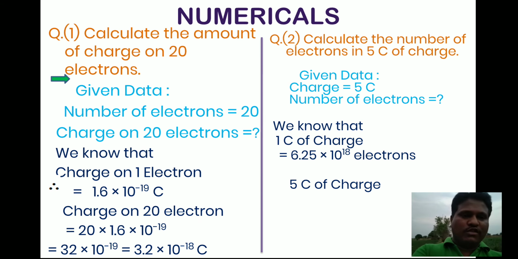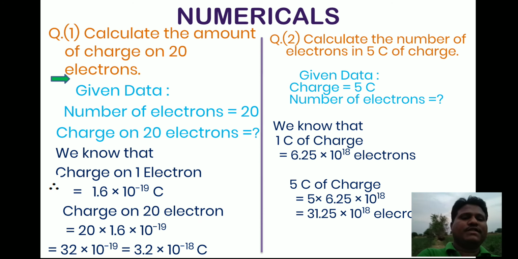So we have 5 coulomb of charge. So we can multiply 5 into 6.25. It will give us the value 31.25 into 10 raised to power 18 electrons.